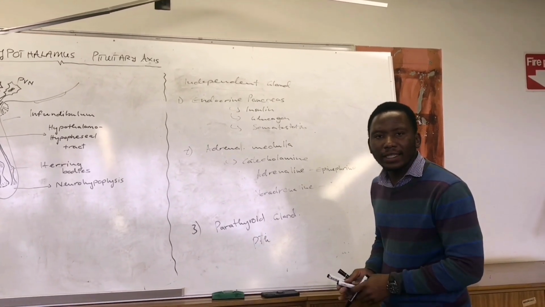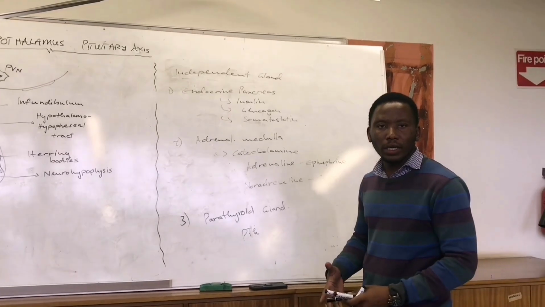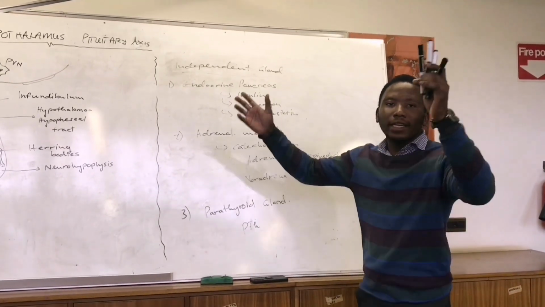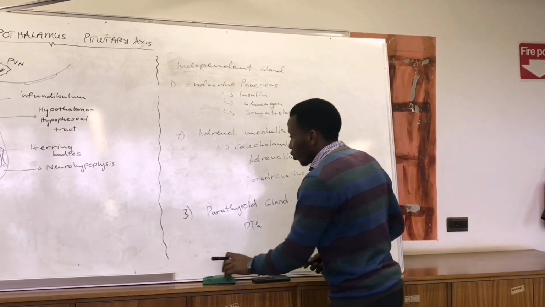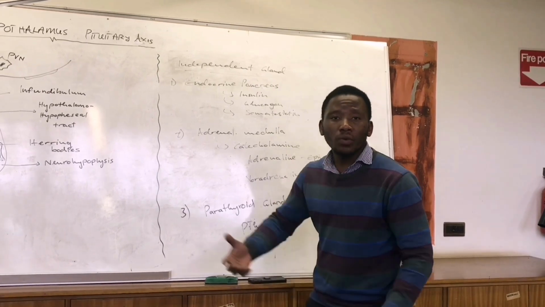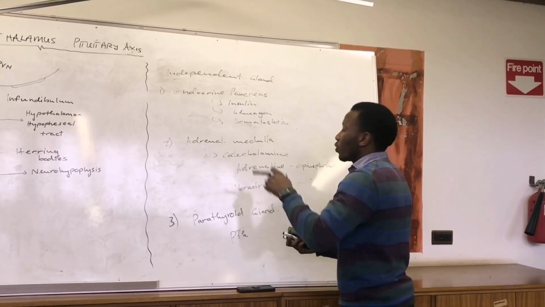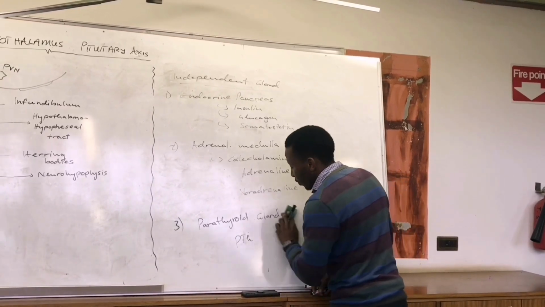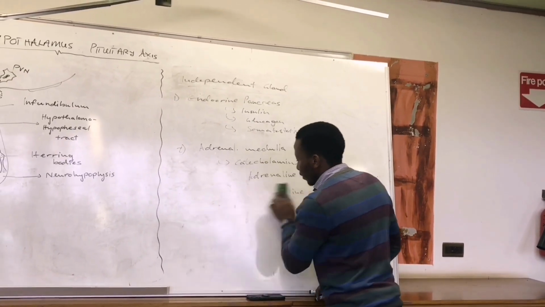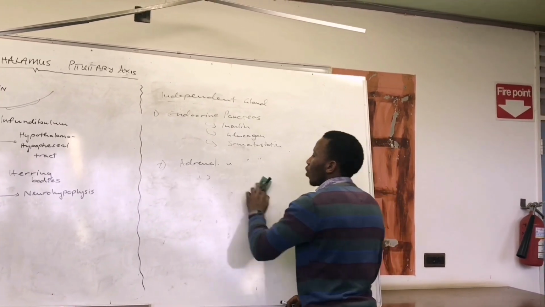It works in cases where you have hypocalcemia. So it dissolves bone and increases the amount of calcium in your bloodstream. It also acts to increase calcium absorption in the GIT, okay? So let's go back to the hypothalamus pituitary axis, okay? And really put a nail to the hypophysiotropic hormones, okay?